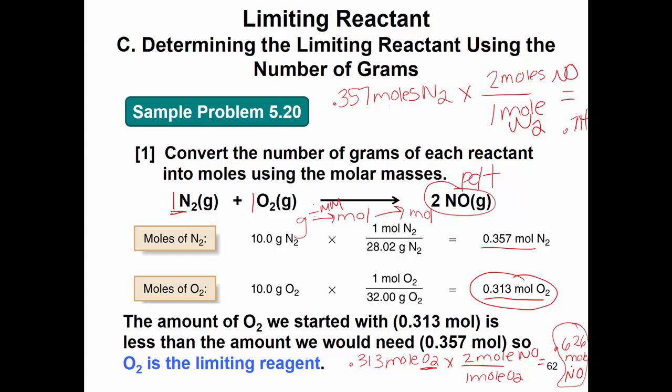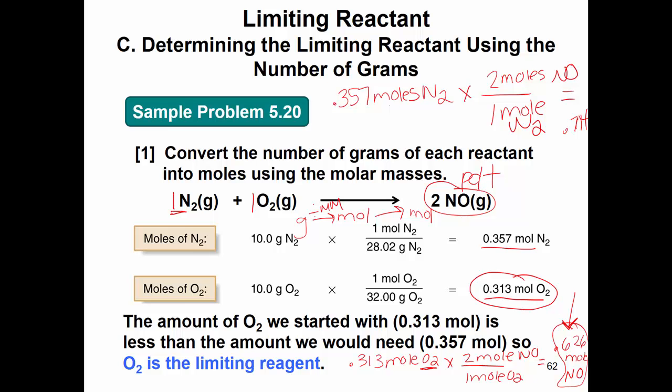That's what's important here: because we're limited by oxygen, that's how many moles of oxygen we have. But of product, we can only make 0.626 moles, versus 0.714. We're not going to make 0.714 because when the oxygen runs out, the reaction stops. So whatever the smaller number is, we can only make as much as we have of both reactants.